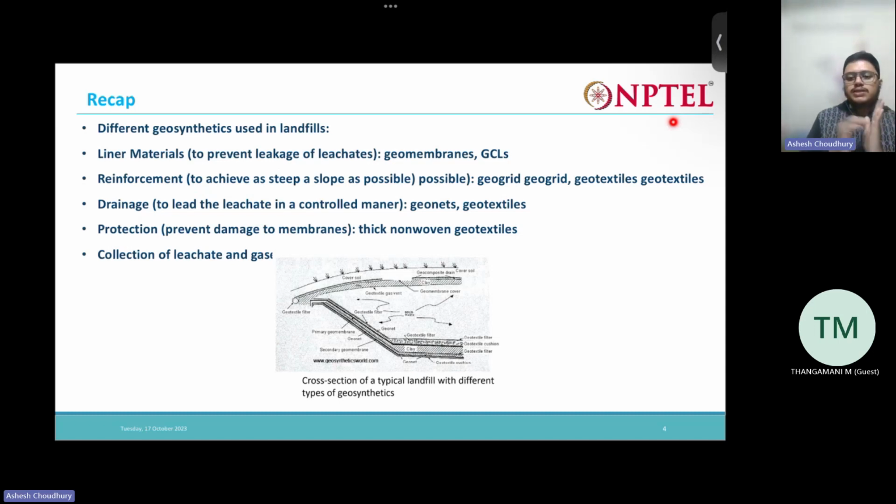It is very important that geomembranes are not punctured. If it punctures, the main function of the geomembrane, to act as a barrier, will fail, right? So we need to protect that geomembrane. To protect the geomembrane, very thick non-woven geotextiles are generally laid above and below the geomembrane. And also the collection of leachate gases. Okay, some gases develop in the waste mass. So we need to collect and drain that gas also. So these geosynthetics also help in that purpose.